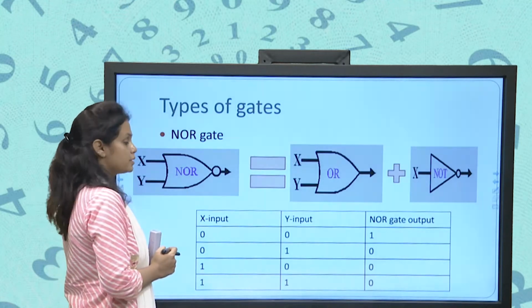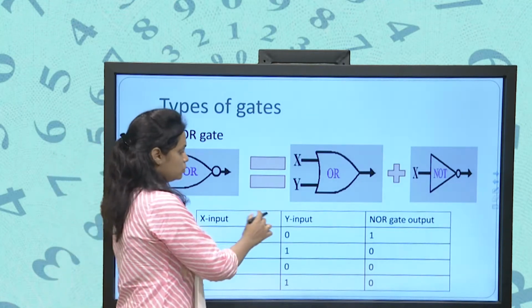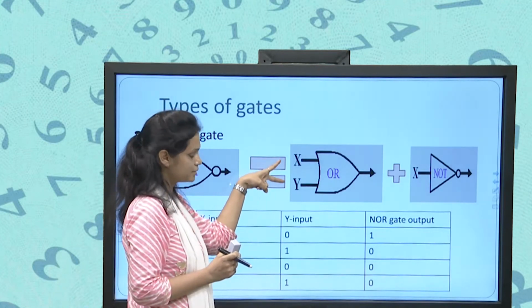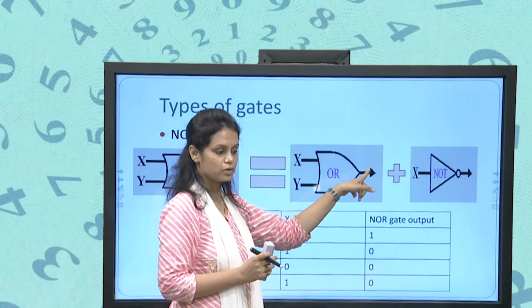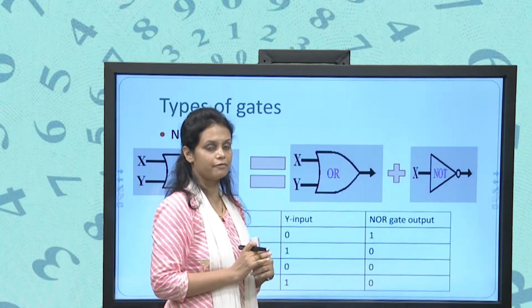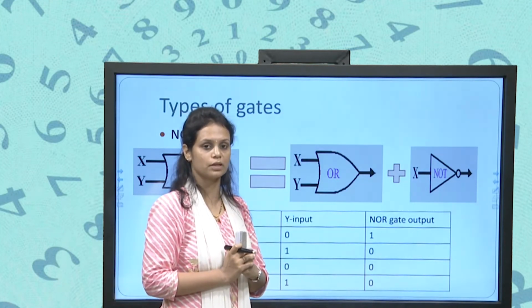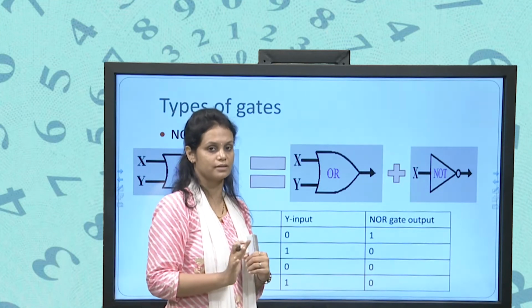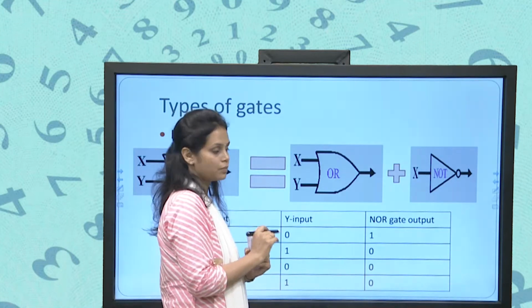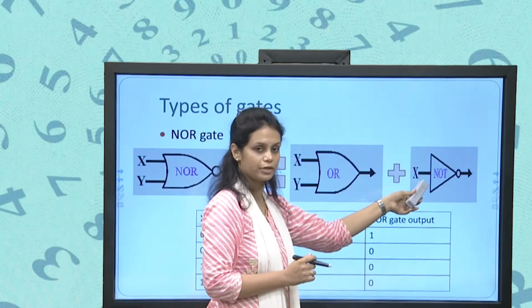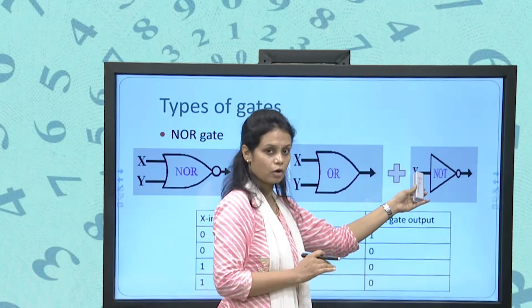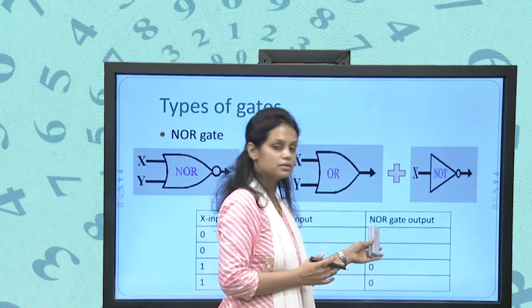Suppose our input is 0 0. The output is obviously 0, because in the OR gate if at least one of the inputs is 1, then only the output is 1, otherwise it is 0. So here both are 0, so the output of the OR gate is 0. This 0 will be passed over here, and the NOT gate will complement this 0. So the output is 1.